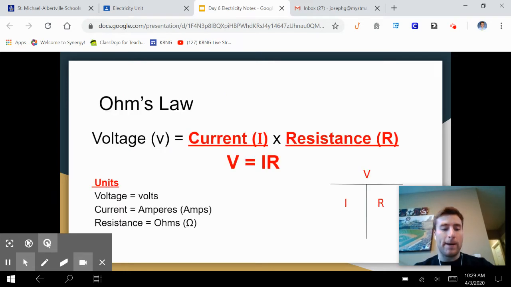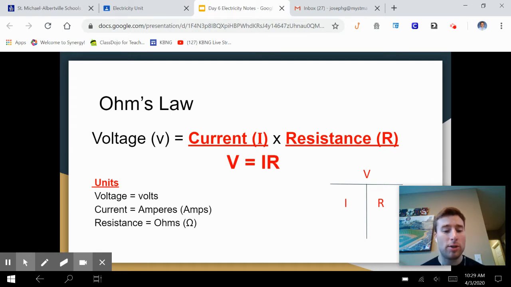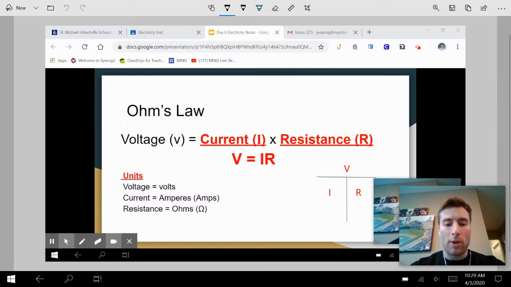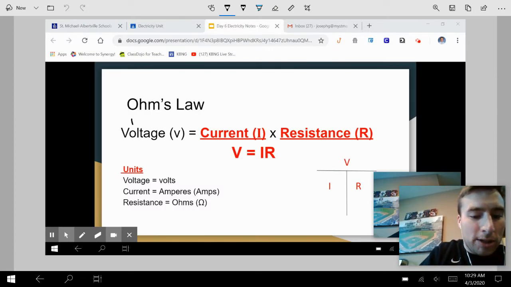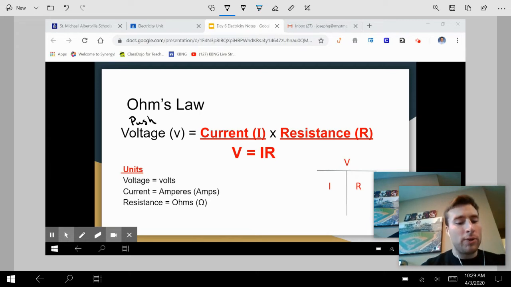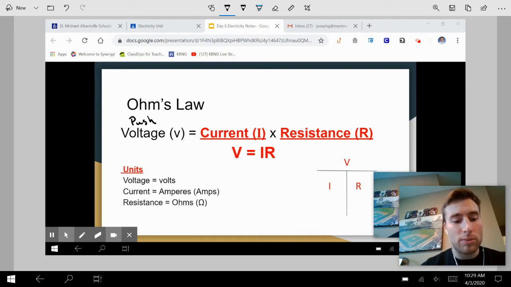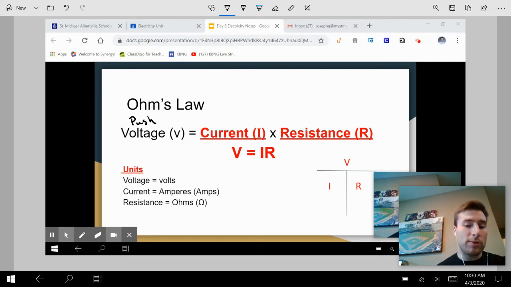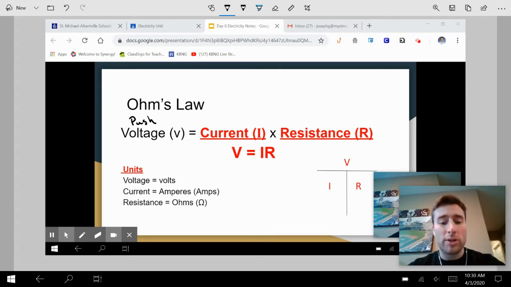All right, let's get started. Ohm's law: voltage is equal to current times resistance. Voltage, remember, is that push of the electrons through a circuit. It's that difference in electric potential that creates an electric current to flow. So we're going to be pushing electrons. The current is the actual electrons moving. So how fast the electrons are moving is how fast the current is going. And then the resistance is how much that current is being resisted. Okay, how much is it being opposed?